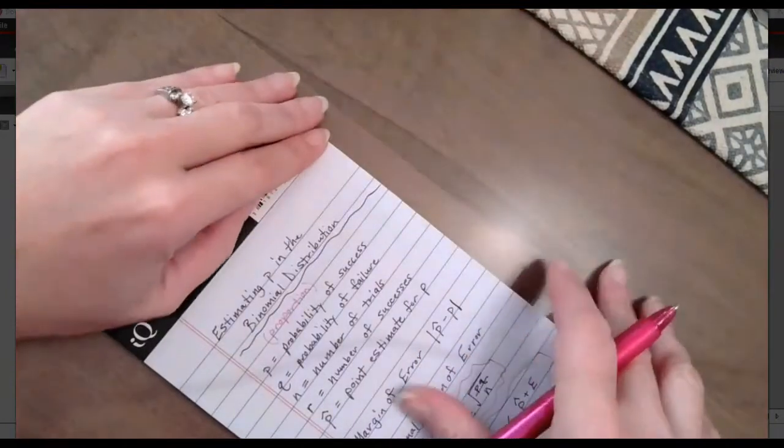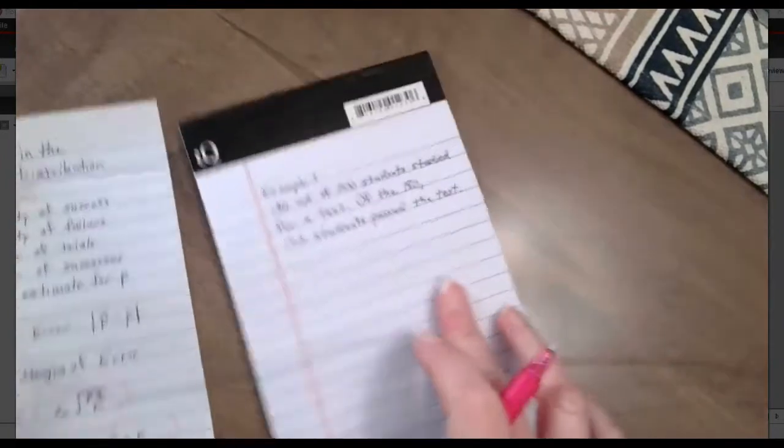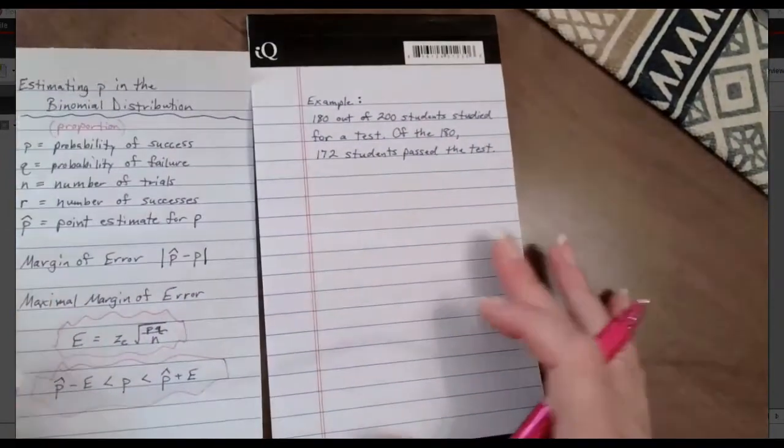All right, now I want to walk through a full example here to show you what's going on, and I made this up.